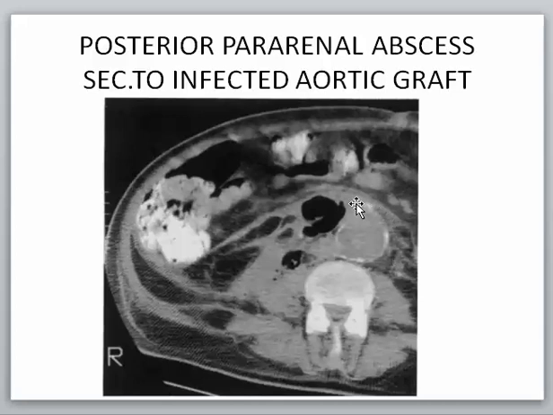This is a graft, and there is definitely air around, so there is also extension into the posterior pararenal space, because we have here an infected aortic graft and there is extension of the infection posteriorly.